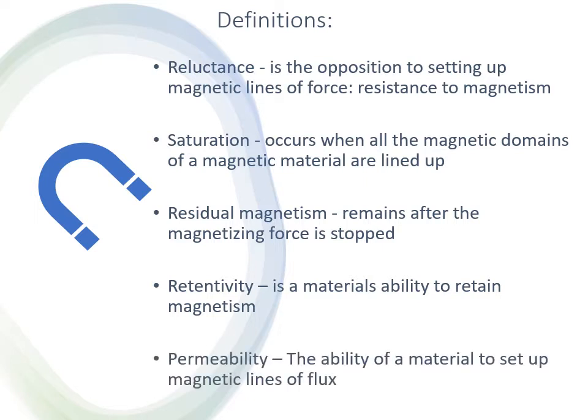Finally, there's permeability. Permeability is when a material is able to, or permits, the setting up of magnetic lines of flux. A highly permeable material easily sets up lines of flux and will conduct them. Magnetic lines of flux will actually go out of their way to go through a highly permeable material, such as soft iron.